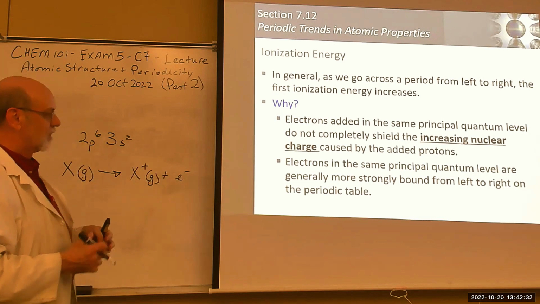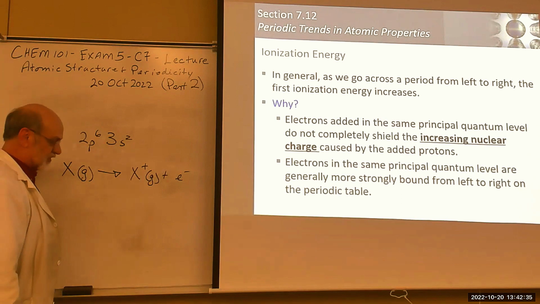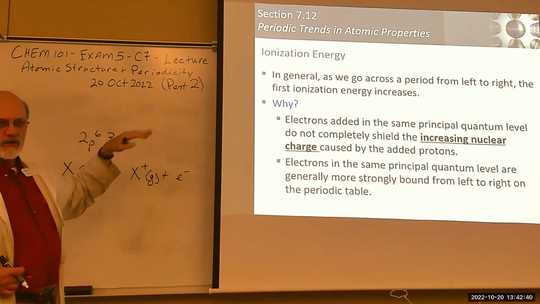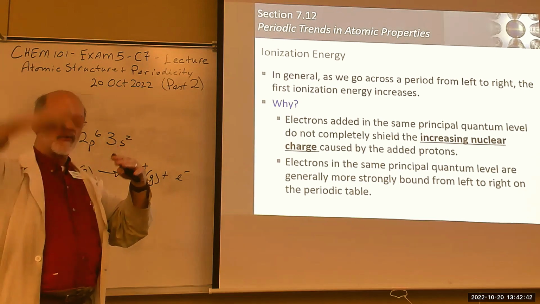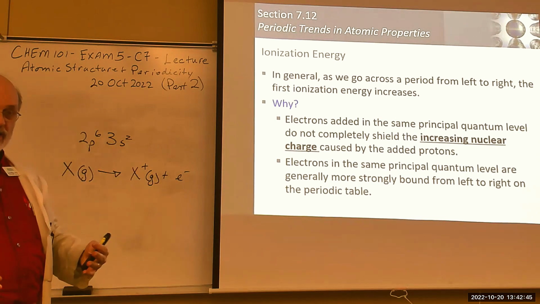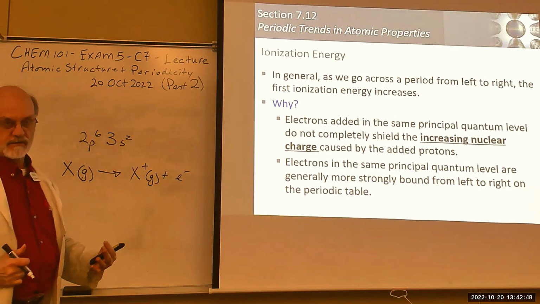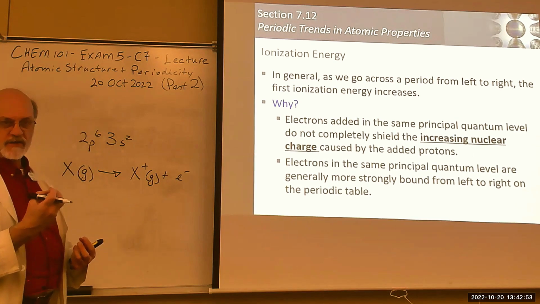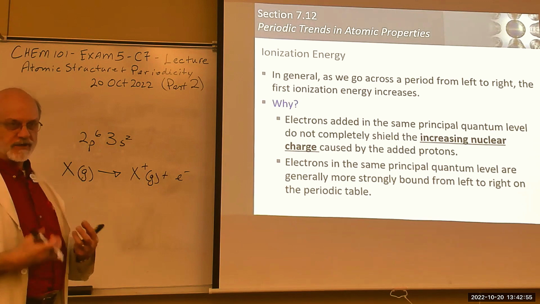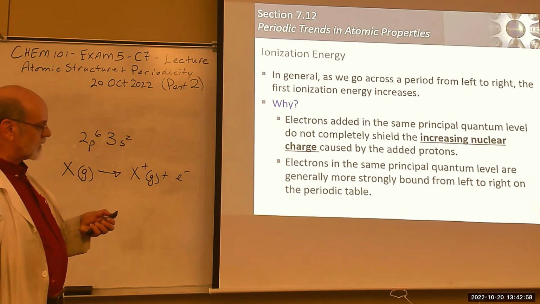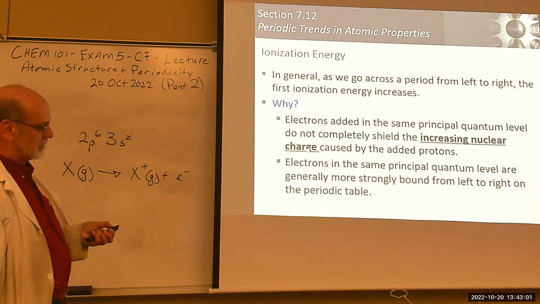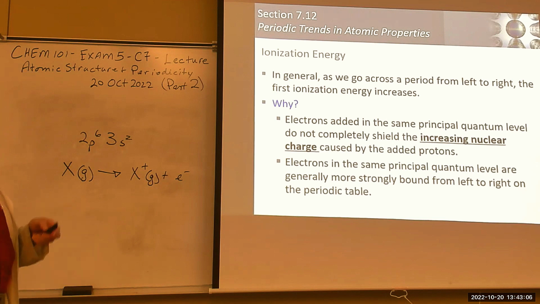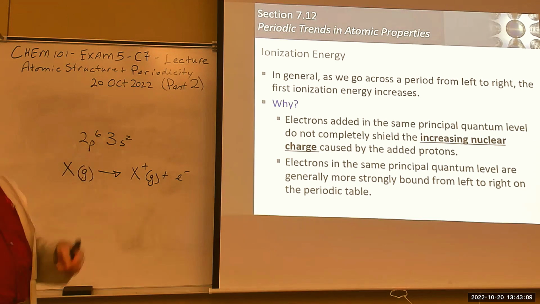Now, why is that? You're at the same principal quantum level, 3s and 3p's, so you're not really moving out or closer to the nucleus. So the only explanation that makes sense is you're adding more protons. You've got more protons pulling on those electrons. It takes more energy to remove the first electron. That's known as increasing nuclear charge caused by the added protons. That explains the first ionization energy trend from left to right.